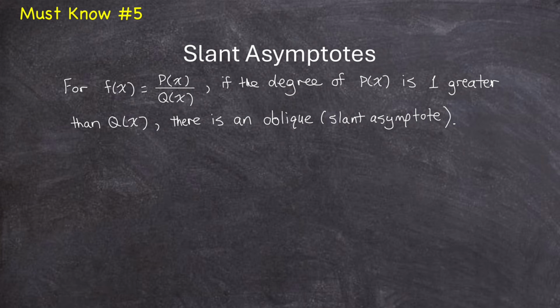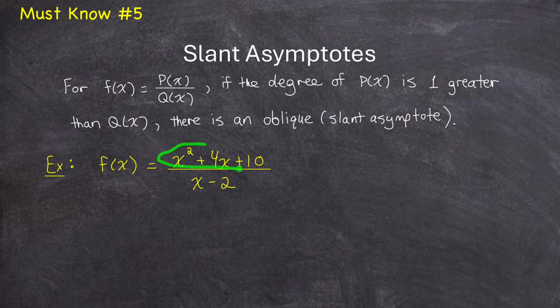So let's take a look at a rational function where the degree of the function in the numerator is 1 degree higher than the function in the denominator. Notice the numerator is degree 2, while the denominator is 1 degree less, it's degree 1. When that's the case, there's a slant asymptote.